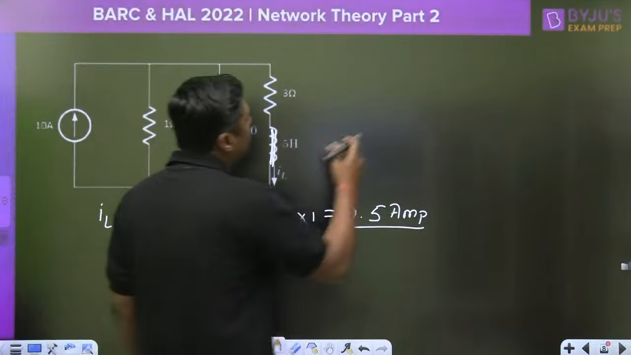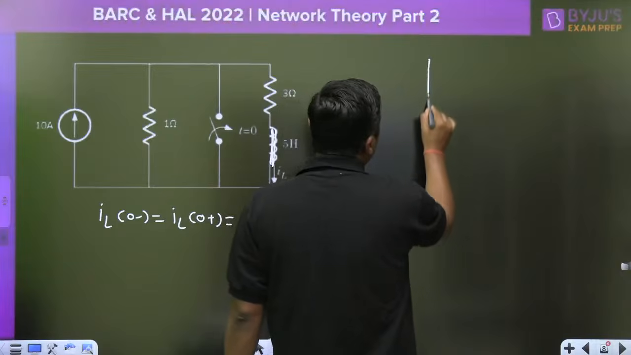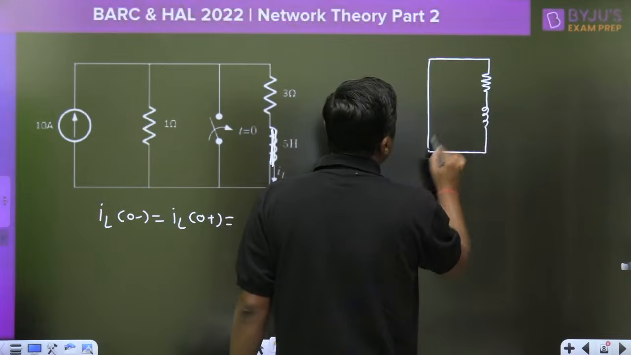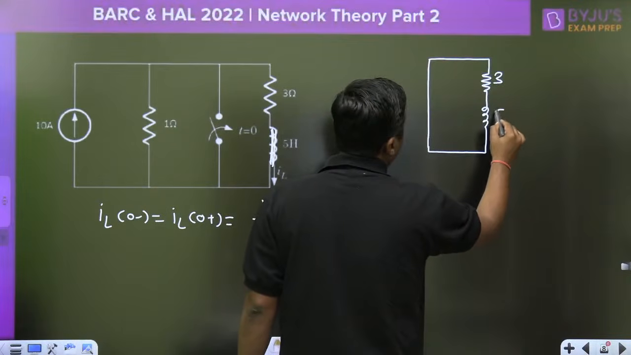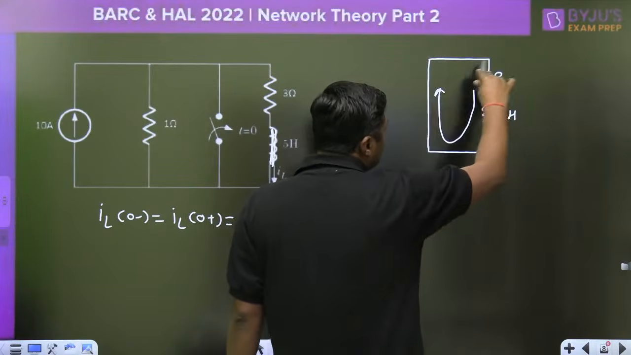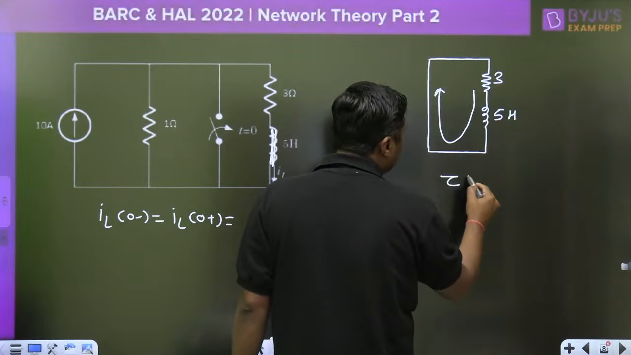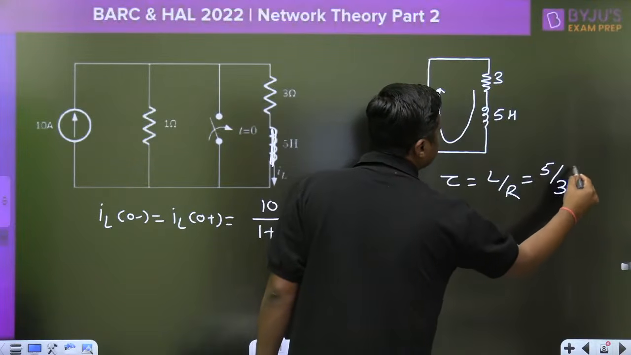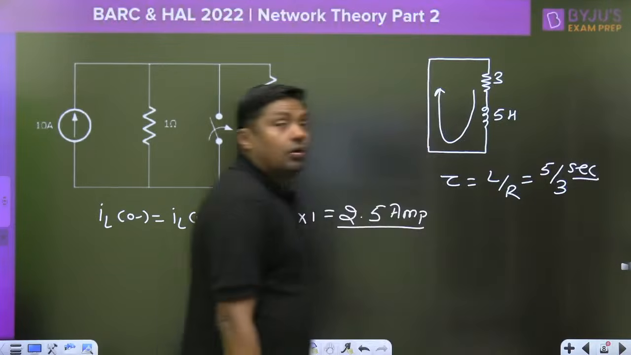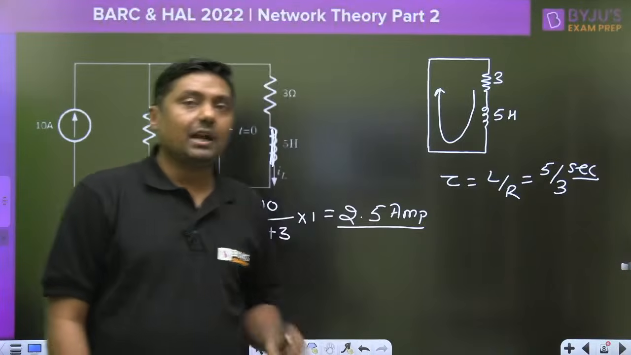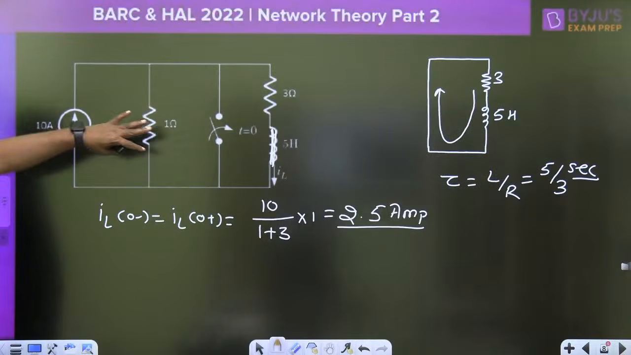Always remember, for t greater than 0, the switch is closed. This is the 3 ohm, this is the inductor, and this is the 5 Henry. This is the path of the current. Then what is the time constant of the circuit? Tau is equal to L by R, that is nothing but 5 by 3 second, which is 1.67 second. That will be the answer for this circuit. Absolutely right, 5 by 3 second.